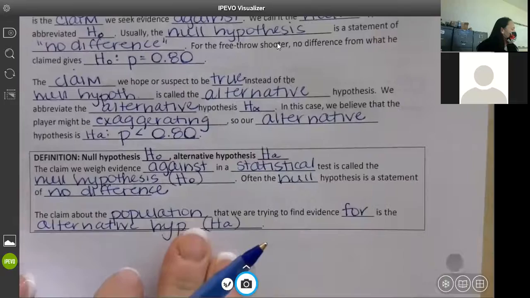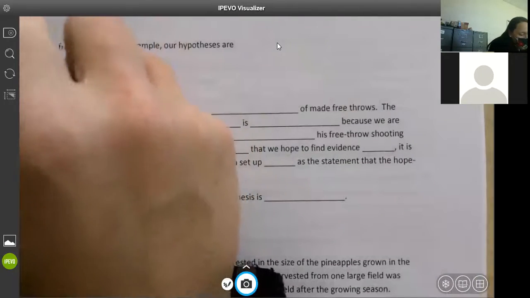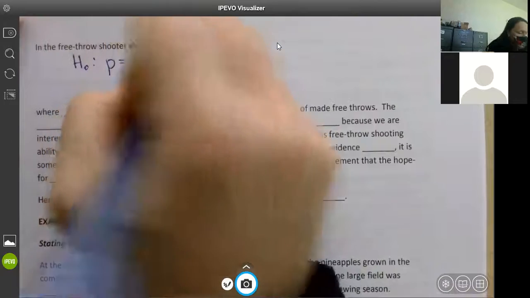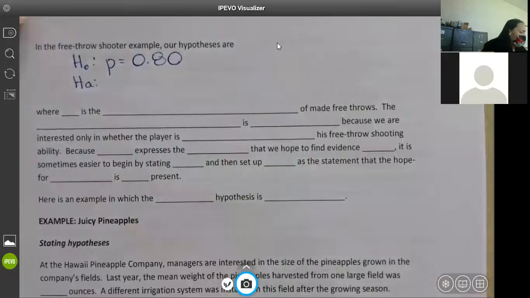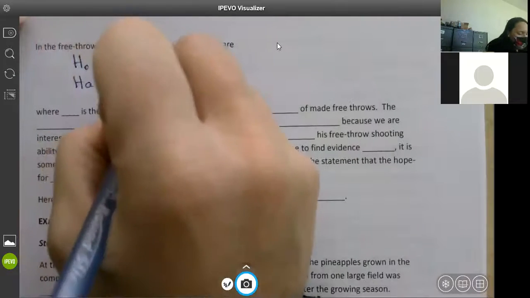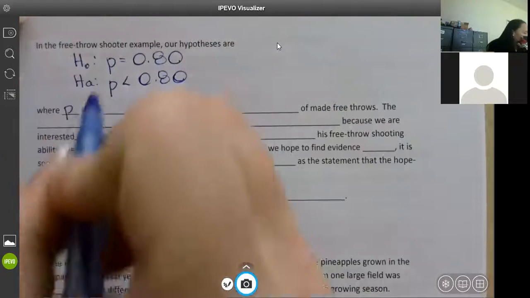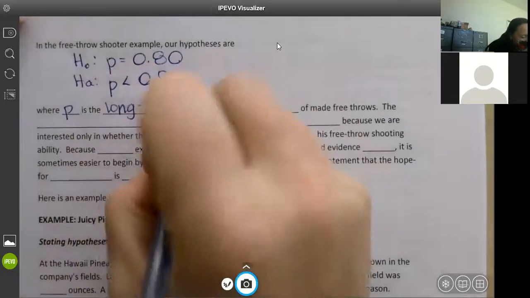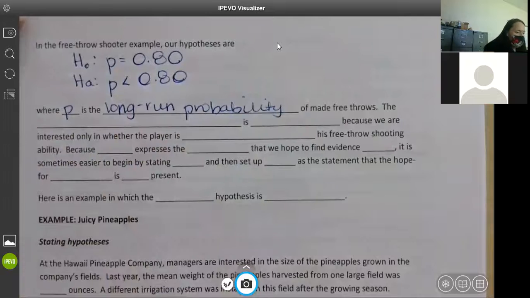When we flip it over, it summarizes exactly how you should write it. In the free throw shooter example, our hypotheses are, and you'll write them just like this, H sub 0 is p equals 0.80, and H sub A is p is less than 0.80, where p is the long run probability of made free throws.